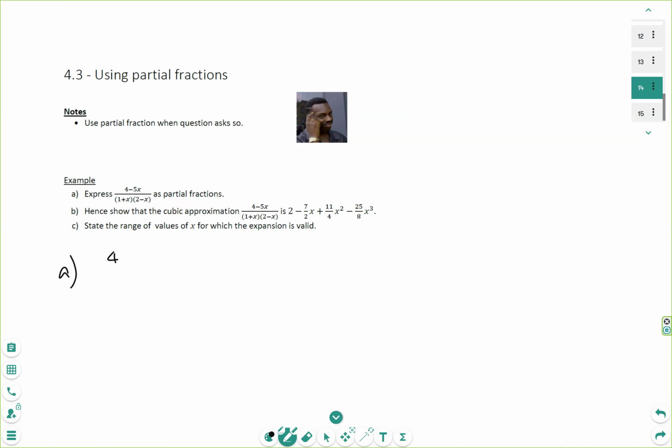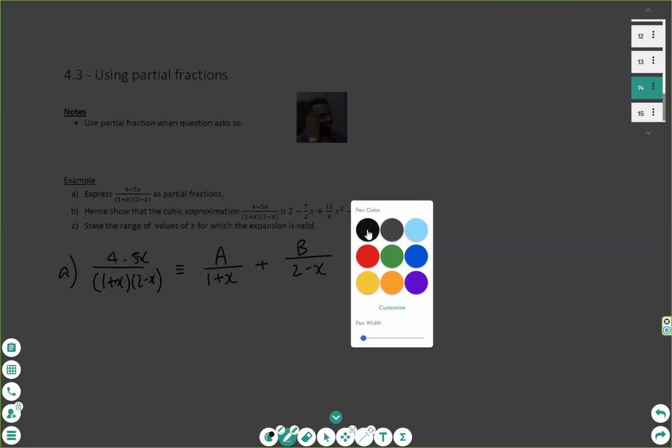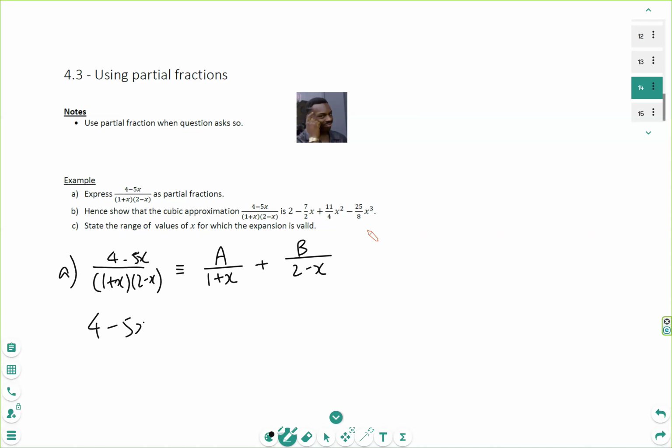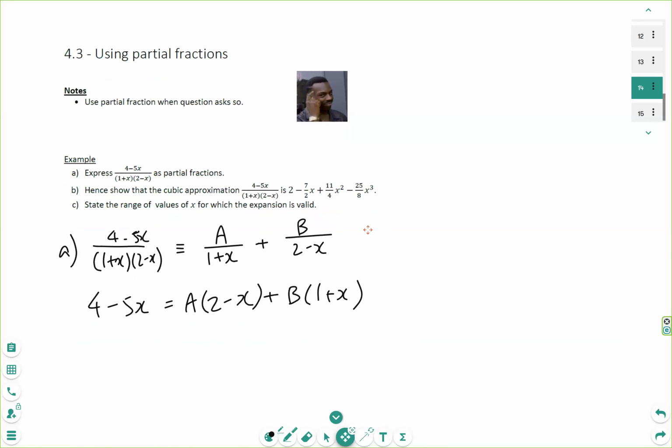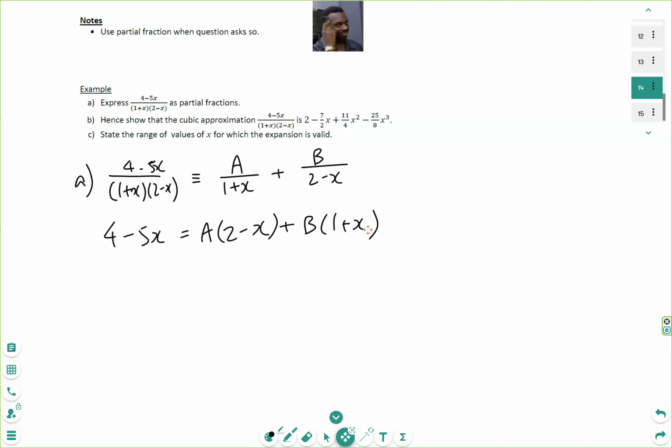So for part A, I'm going to write (4 minus 5x) over (1 plus x)(2 minus x) is equivalent to A over 1 plus x, we'll split the denominator this way, plus B over 2 minus x. That's the only way you can split the denominator. So my next line will be 4 minus 5x is equal to A times (2 minus x) plus B times (1 plus x), cross multiplying. There are two methods to find the values A and B, either by comparing coefficients or by substituting in the roots. All I do is the second one, substitute in the roots.